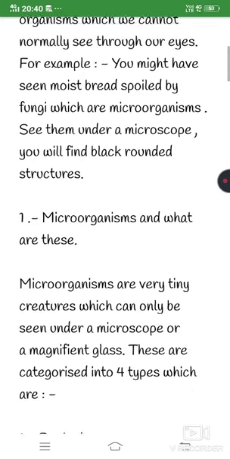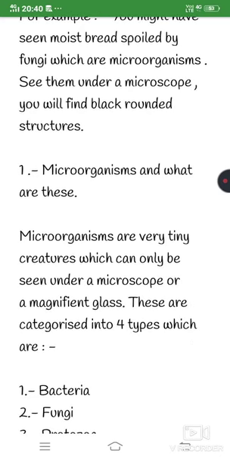Number one, microorganisms, and what are these? Microorganisms are very tiny creatures which can only be seen under a microscope or a magnifying glass. These are categorized into four types, which are bacteria, fungi, protozoa, and algae.